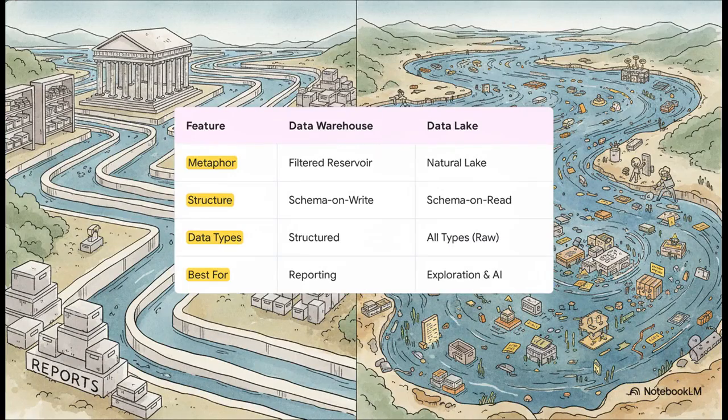And this slide right here, it really lays out the core difference in philosophy. The warehouse is that filtered reservoir. The data lake is like a real, natural lake where all sorts of different streams just flow right in. The warehouse forces you to structure your data before you store it. That's schema on write. But the lake, it flips that on its head. You store everything first, and you only apply structure when you're actually ready to ask a question of the data. That's schema on read. And what that means is a lake can hold any kind of data, making it super flexible and absolutely perfect for exploration and for training modern AI.